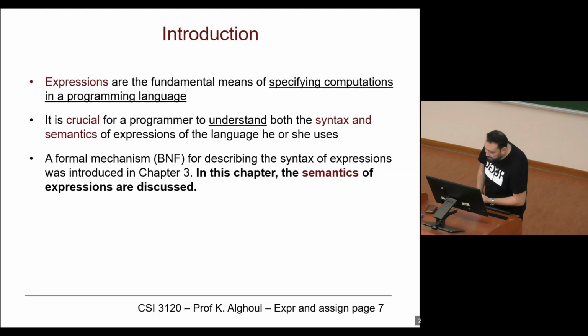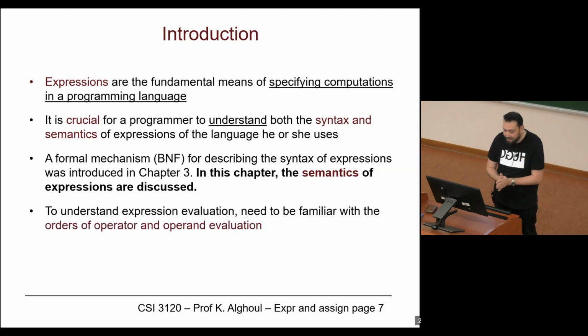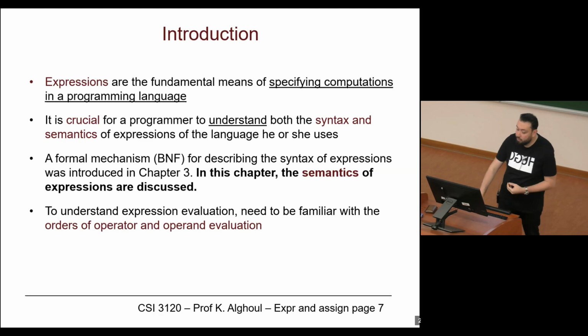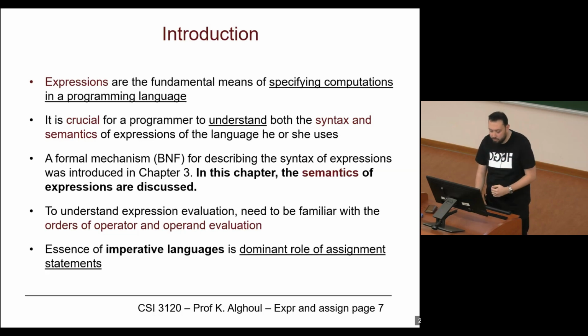So we said a formal mechanism like BNF is used to describe the syntax of expressions. In this chapter, we're going to focus on the semantics. And to understand expression evaluation, we need to be familiar with the order of operator and operand evaluation. So it's not very hard. There are no complex concepts at all in this chapter. It's just revisiting some of the basic stuff that you already know from programming, but in a structured way. So we're just going to put them in a structure. Now, again, we're focusing a lot on the imperative languages.